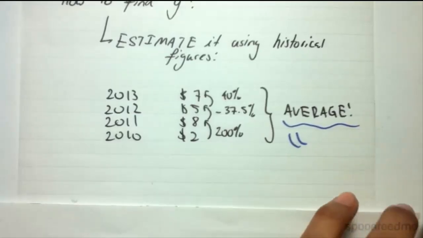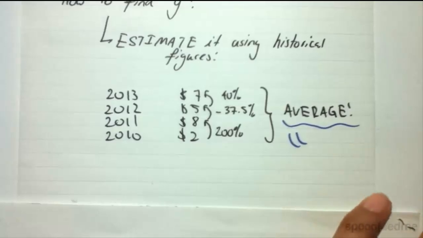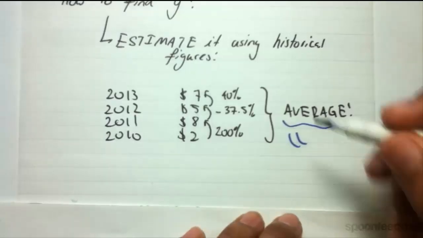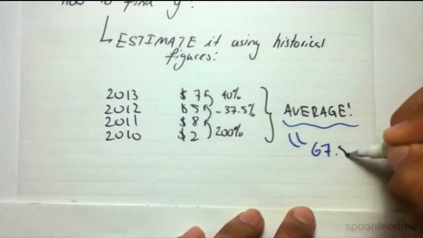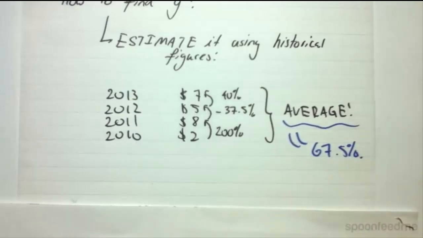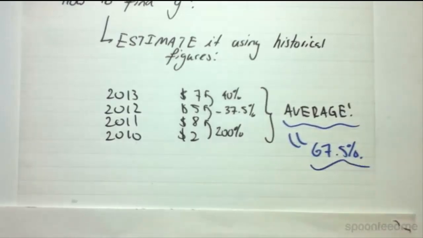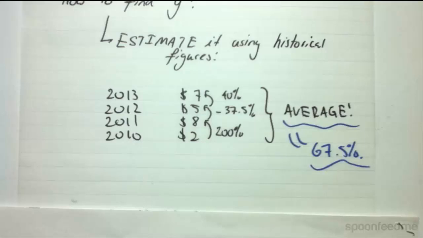And let me just do this. And that gives me 67.5%, and thus I would be using this as a growth rate. So that's how we estimate G, and now I can say that we finish our lesson here.